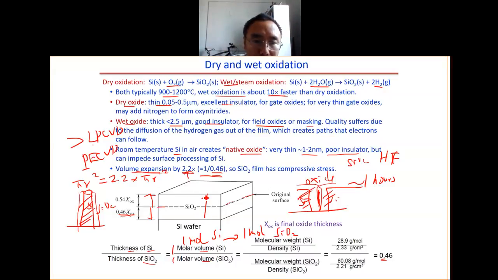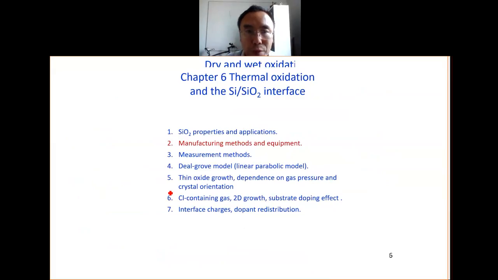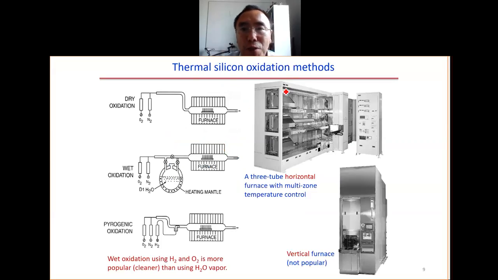But for the case of the 1D growth along the z direction, this volume expansion is the same as the thickness expansion. So now we look at the manufacturing method. We use the furnace. This is the same thing as the LPCVD. Normally, the furnace can do different things. This may be oxidation. This may be LPCVD silicon, polysilicon. This one may be LPCVD silicon nitride, or maybe a silicon oxide.